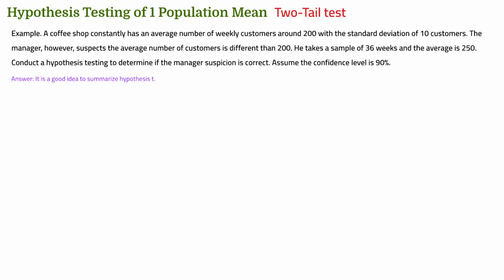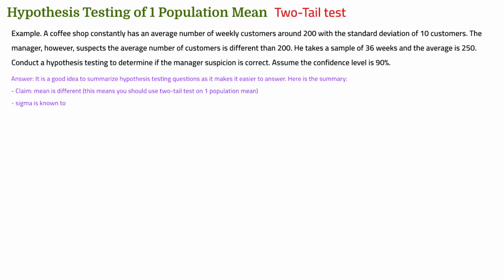Answer. It is a good idea to summarize hypothesis testing questions as it makes it easier to answer. Here's the summary. Claim: the mean is different. Regarding the mean, you should use a two-tail test on one population mean. Sigma is known to be 10, n is 36, x bar is 250, 1 minus alpha is 0.9, which means alpha is 0.1. Solution using confidence interval, and I will solve it again using p-value.